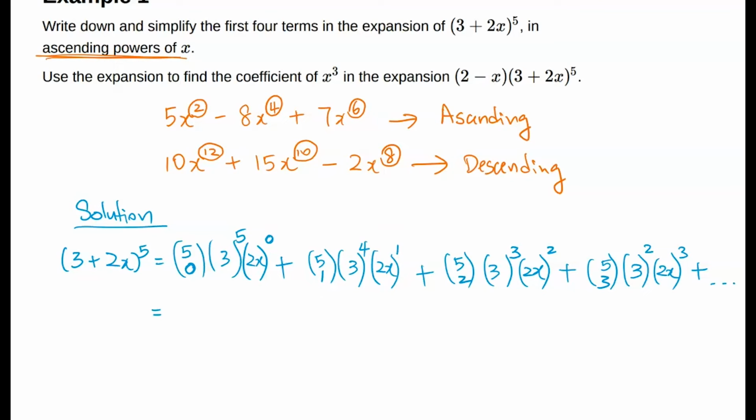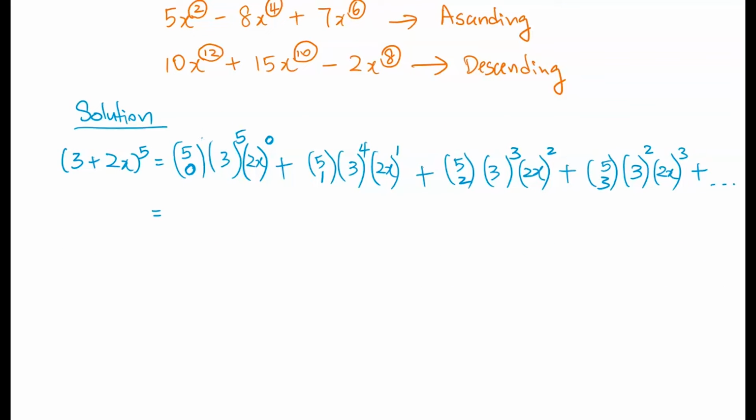The next step is to simplify it. For the first one, it's quite straightforward because this is just 1 and this is 1. So we end up with 3 to the power of 5, and that gives me 243. Plus, the second one, we have 5 choose 1 and 3 to the power of 4 and 2 to the power of 1. So that gives me 810. For this one, we don't have to worry about the sign because everything is positive.